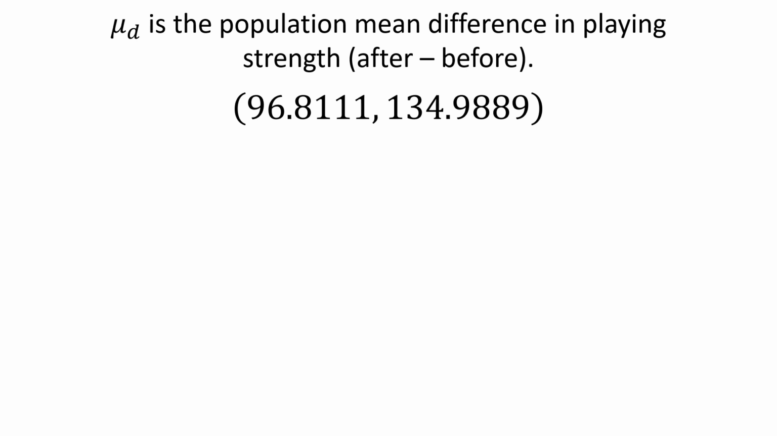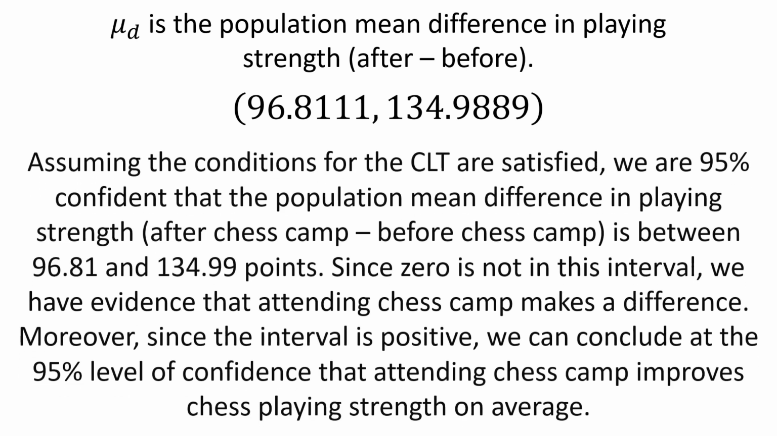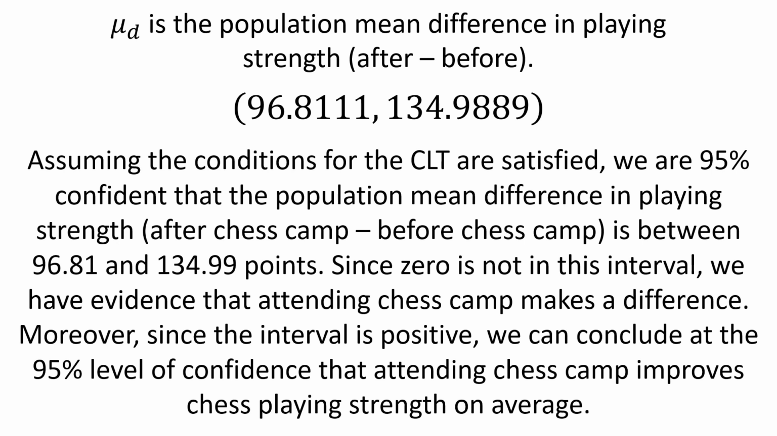So, how do we interpret this interval? Assuming the conditions for the central limit theorem are satisfied, we are 95% confident that the population mean difference in playing strength after chess camp minus before chess camp is between these numbers, 96.81 and 134.99 points. Since 0 is not in this interval, we have evidence that attending chess camp makes a difference. Moreover, since the interval is positive, we can conclude at the 95% level of confidence that attending chess camp improves chess playing strength on average.